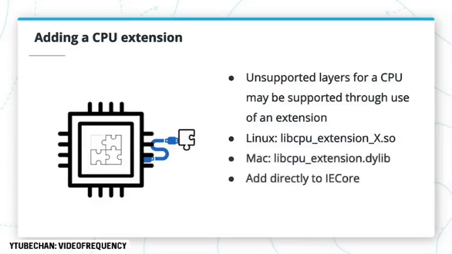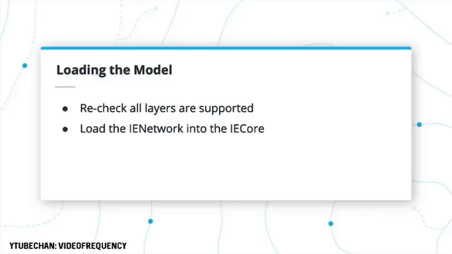You can add these directly to the IE core using their full path. Again, I'll leave it to you to check out how to do this in the documentation when you get to the exercise. After you've added the CPU extension, if necessary, you should recheck that all layers are now supported. If they are, it's finally time to load the model into the IE core. Note that you are actually loading the IE network you created previously.